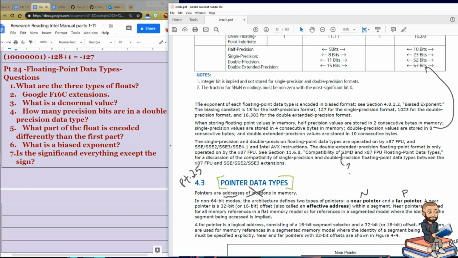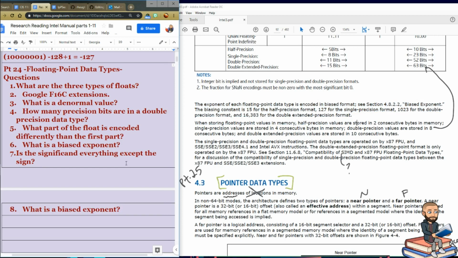Alright, let me wrap up these 3 paragraphs. The exponent of each floating point data type is encoded in biased format. You can see this section, and it's called biased exponent. The biasing constant is 15 for the half precision format, 127 for single precision, 1023 for double, and 16,383 for the double extended precision format. So a good time to ask a question: what is a biased exponent?